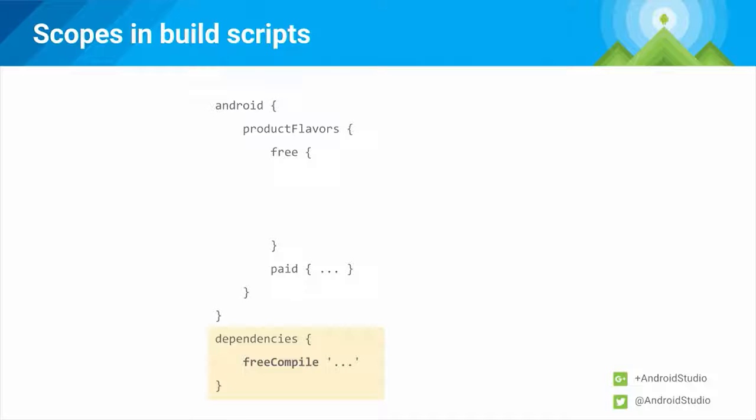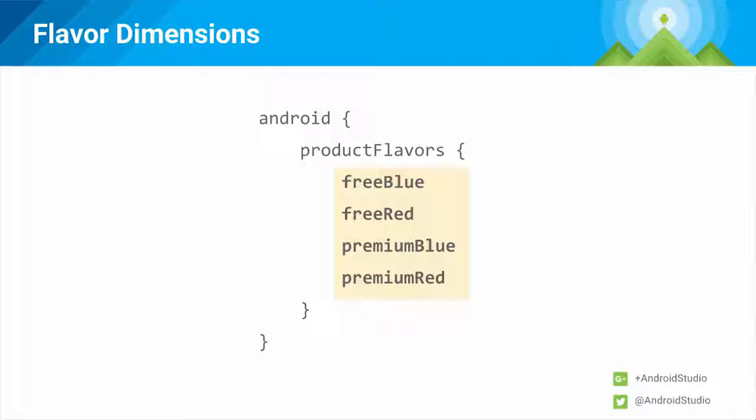So even if you would expect this code on the screen to add a dependency only to the given flavor, the free flavor, it doesn't actually do that. What you should be doing instead is put the dependencies block at the very bottom, at the top level, to make it clear what's going on. And if you want to add the dependency only to a given flavor, you should use the specific configuration that we have for this flavor. OK, let's talk about flavors in general.